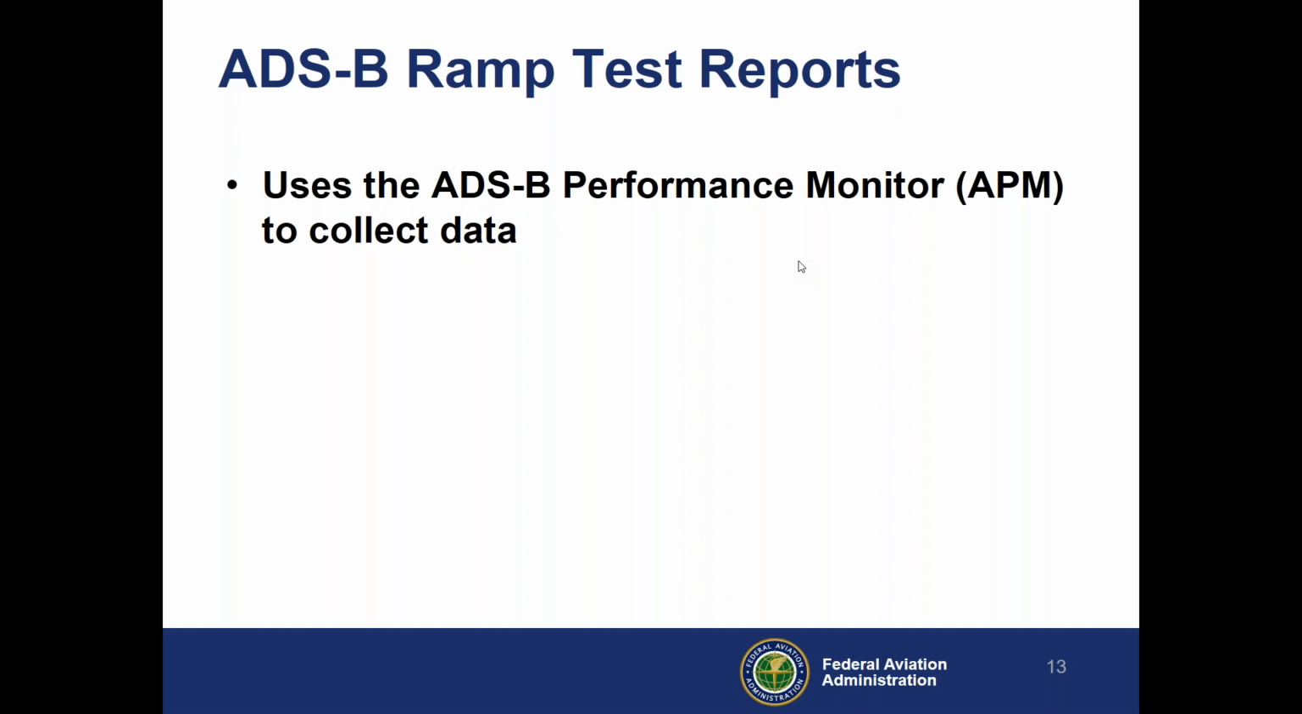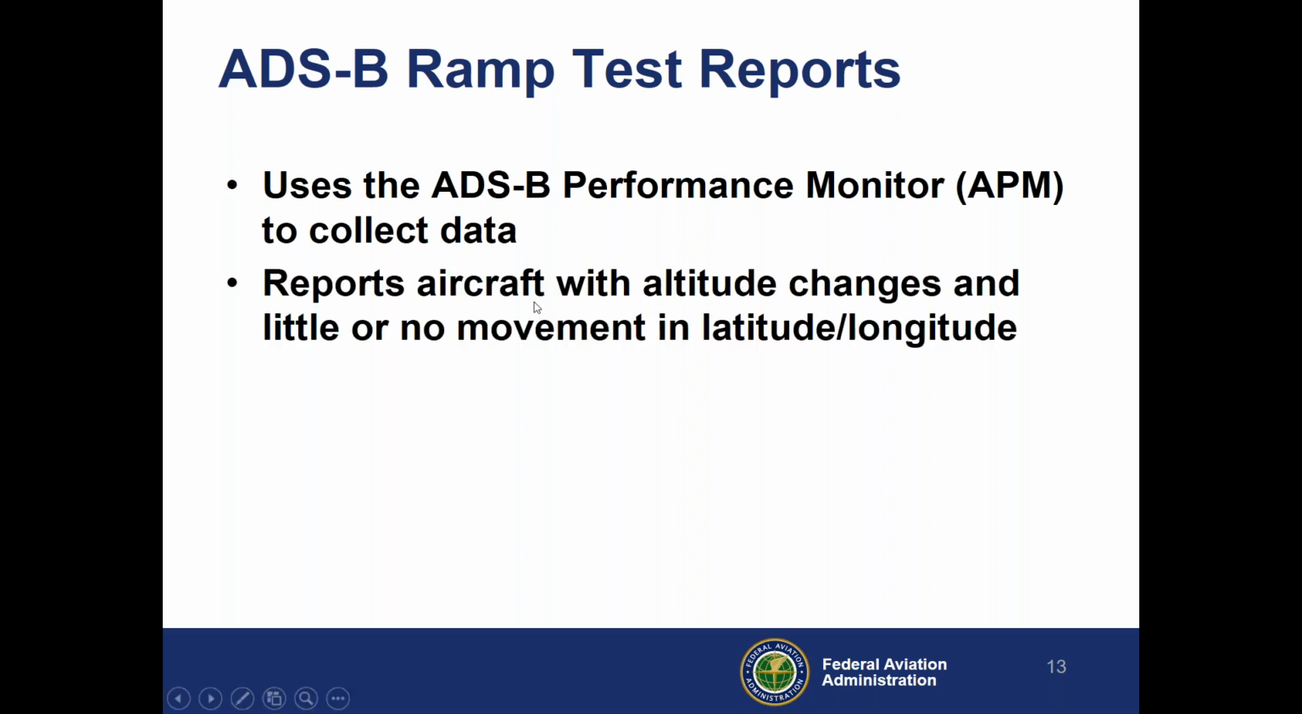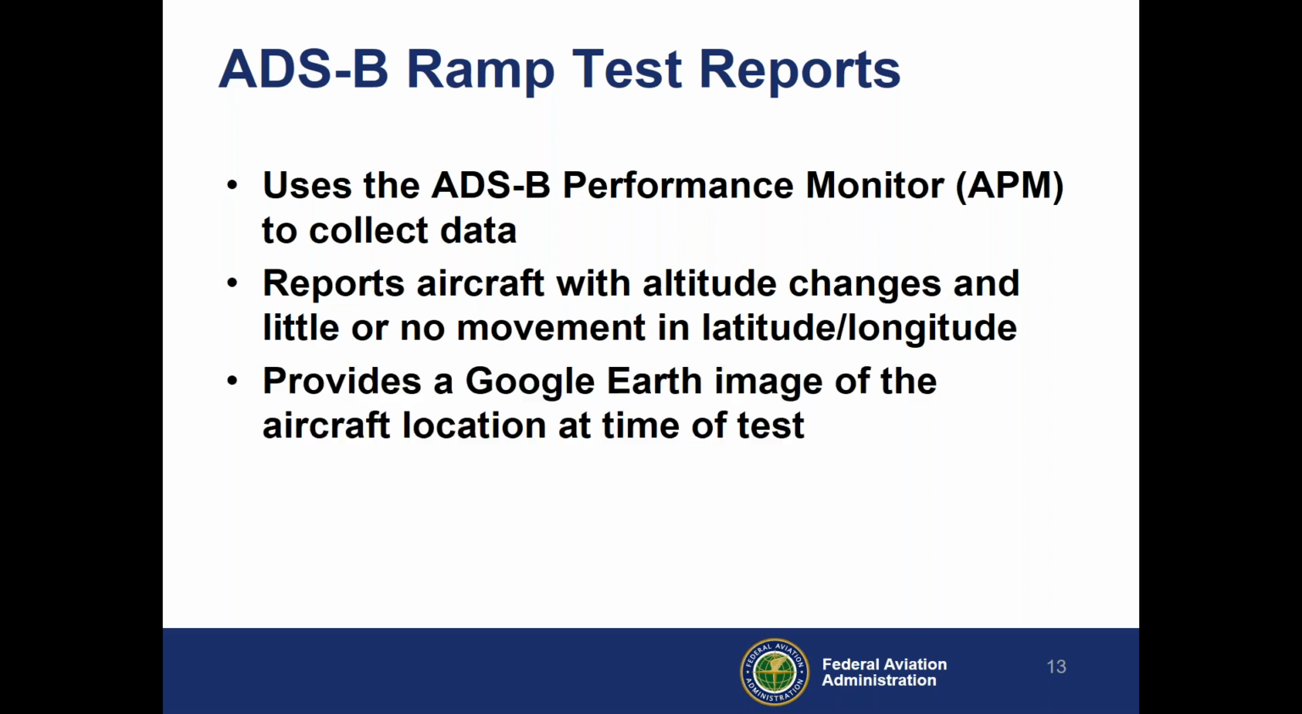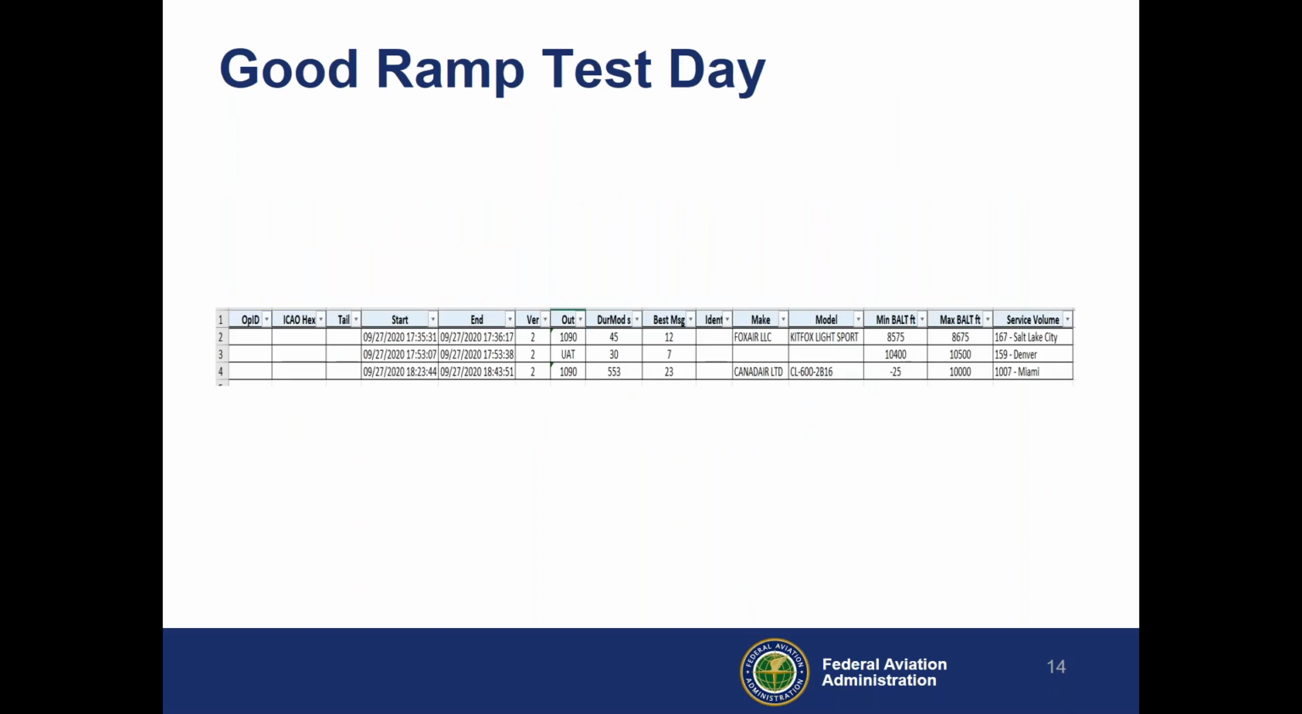Going to the next slide, the ADSB ramp test report is what we call it. It's an Excel format that is provided by the APM. It shows all the data, like I mentioned before: the aircraft, the date, the time, the altitudes, the registration, the ICAO hex code. So we've got pretty good information spit out on that report. This is what I refer to as a good ramp test day. You notice there are only 3 of those there. I did identify the aircraft so you can't tell who they belong to.